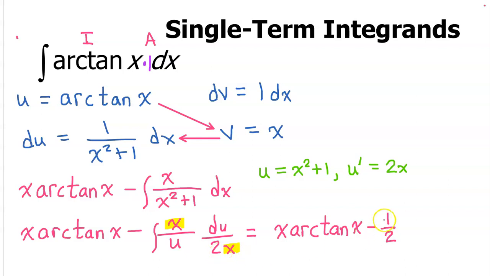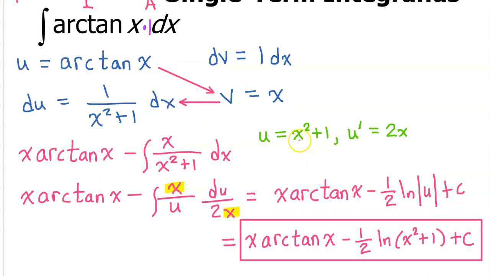This 2 ends up as a 1/2 out in the front, and then we just have the integral of 1 over u, which is the natural log of the absolute value of u plus c. Substituting x squared plus 1 back in for u gives us the final answer. Notice that because x squared plus 1 is always positive, we don't need the absolute value symbols anymore.